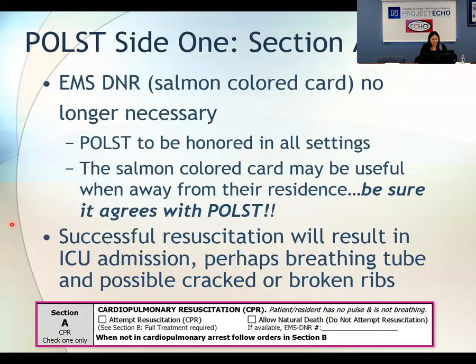So side 1, section A, CPR. This is where that DNR order comes into play, with POLST replacing it. So this is what it looks like here. You'll see CPR: patient has no pulse and is not breathing. Your two options are: one, attempt resuscitation. If you select that, you see section B for full treatment required. And the other option is allow natural death, so do not attempt resuscitation. Here it says, if available, the EMS DNR number. When not in cardiac or cardiopulmonary arrest, follow orders in section B.